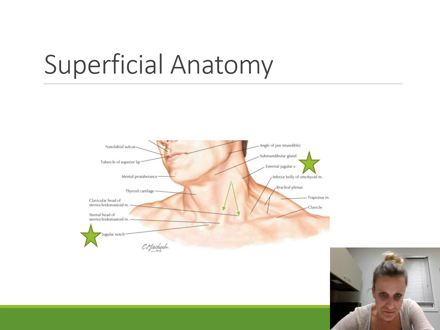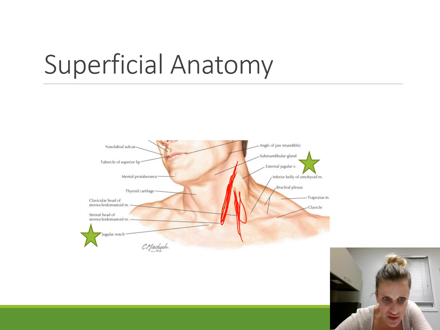So here, you guys see the sternocleidomastoid comes and connects to the sternal head and the clavicular head. Right in between, or actually we'll look on the next slide. So there we see the sternocleidomastoid. The jugular notch, we said, is just at the top of the manubrium.